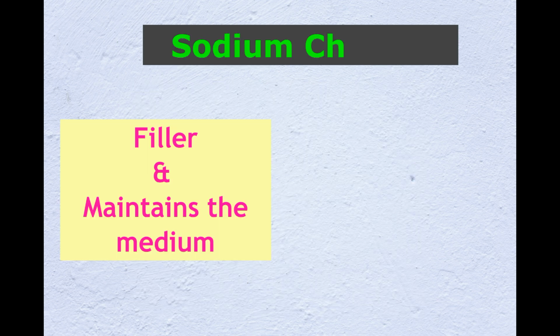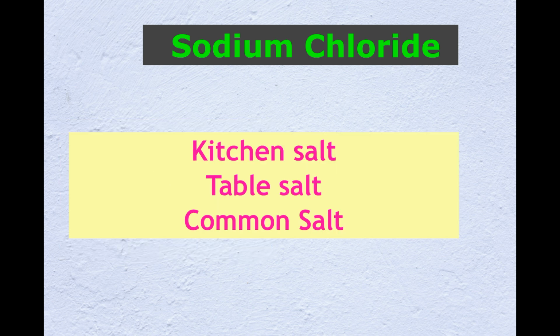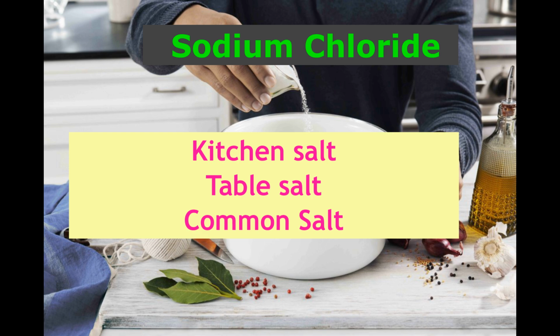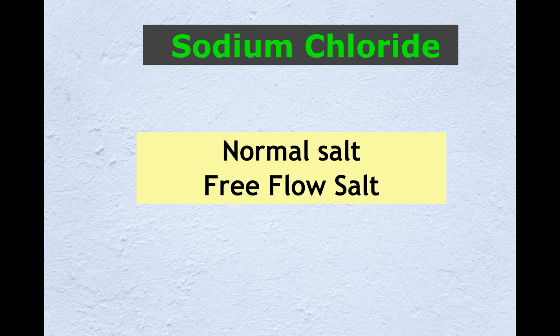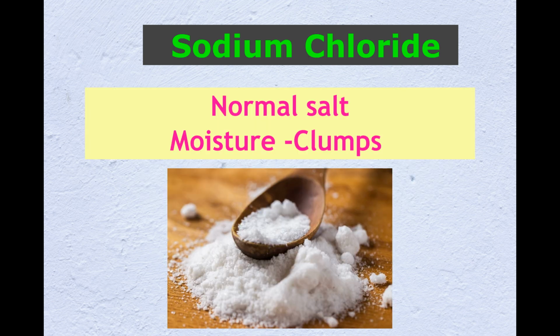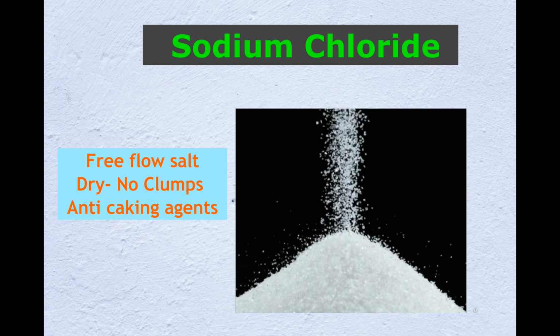Next, sodium chloride. It is also a filler cum thickening material. The other names are kitchen salt, table salt, common salt. This is the salt we all use in our kitchen for cooking. In salt also there are two categories, normal salt and free flow salt. Normal salt means with moisture content, so clumps are possible. Free flow salt means it is dried salt, so there is no possibility of clumps. Some anti-caking agents would have been added for that purpose.